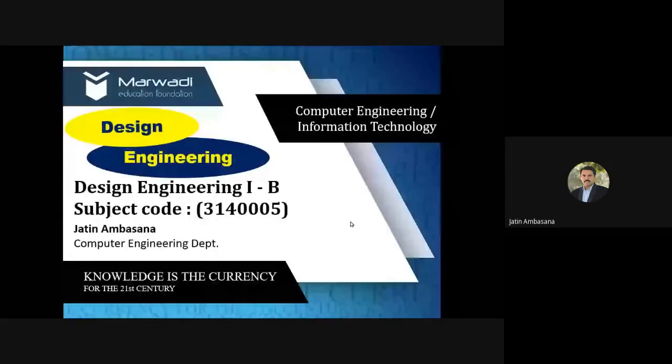Welcome all, welcome to this session of Design Engineering 1B. Today we'll be talking about mind mapping, okay? And then I'll be interacting with you to know some more details about your projects, okay? So let me show the disclaimer first and then we'll start the session.